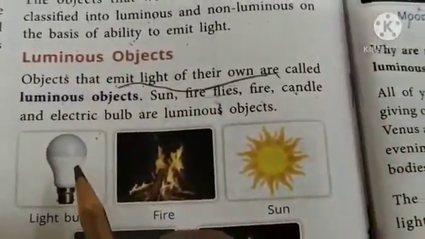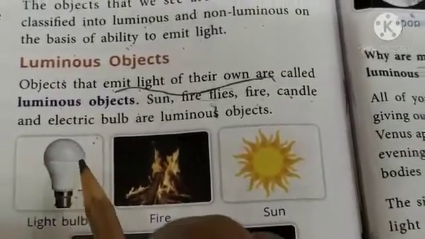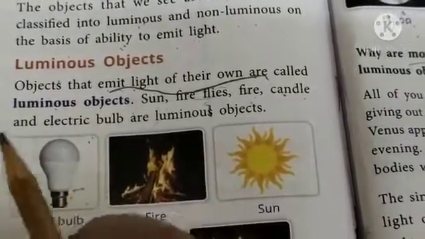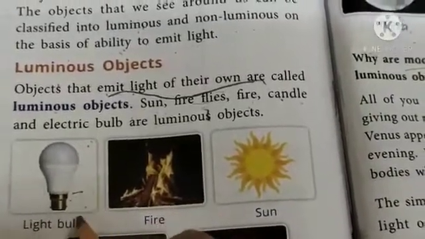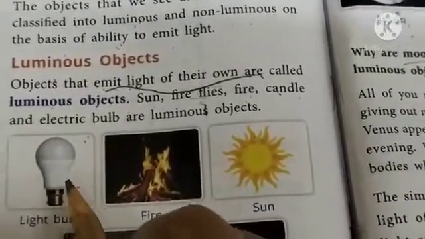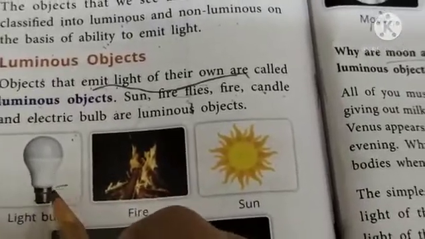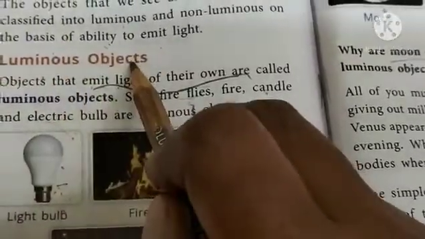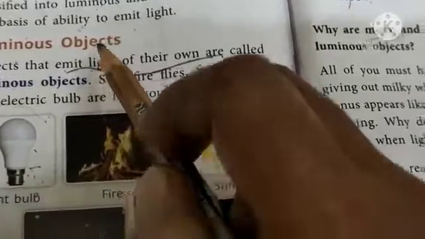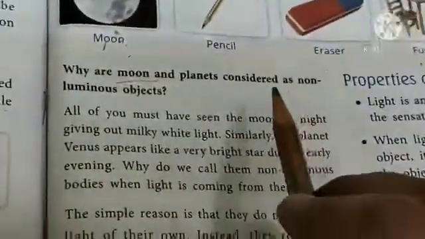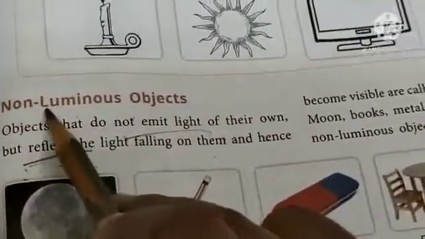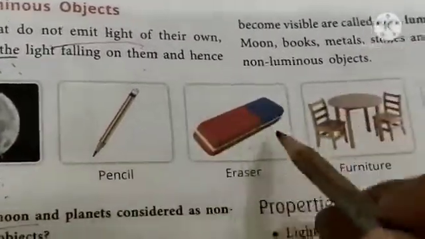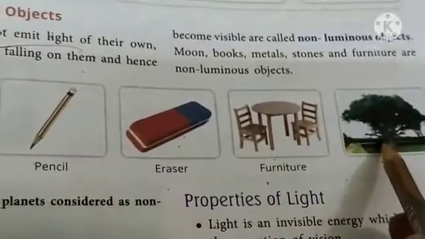Now you must be confused about why a light bulb is luminous when it is not a natural source. But a light bulb glows with the help of electricity. So it is giving out its own light, and so we call it a luminous object. Then there are objects which do not give out their own light. These are called non-luminous objects. Examples are moon, pencil, eraser, furniture, tree.